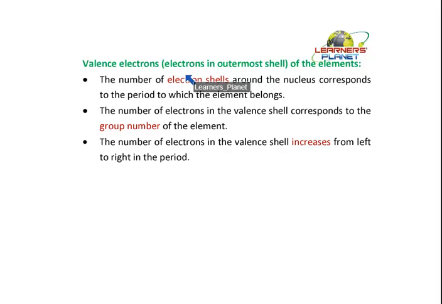Now what are valence electrons? These are the electrons in the outermost shell of the element. Say, if I am talking of calcium here, the atomic number of calcium is 20. And what is its electronic configuration? It is 2, 8, 8 and 2. So how many electrons are there in the valence shell of this atom? There are 2 electrons in the valence shell.